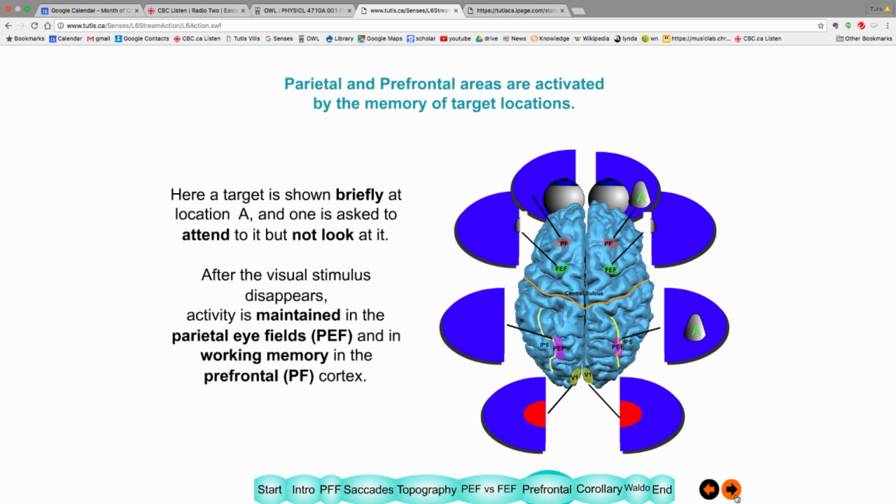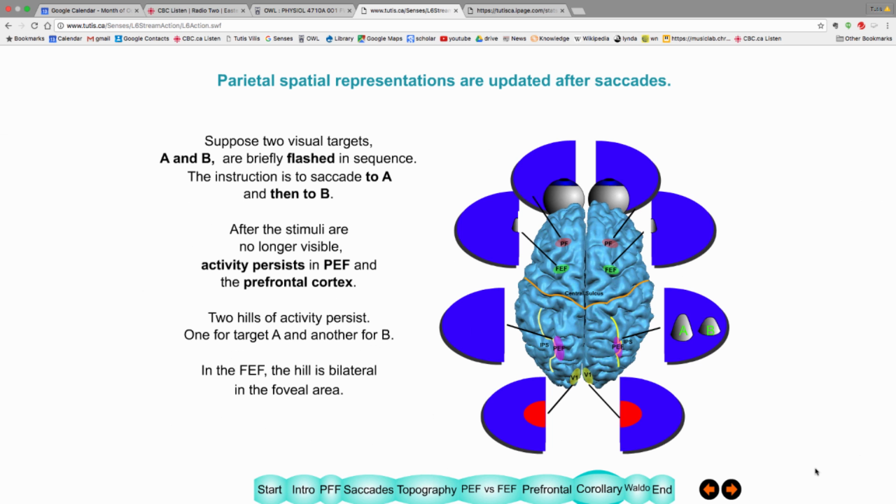Now let's look at what happens when you have memory. Okay. So now we see this briefly flash, and we have another structure here called the prefrontal cortex, where your working memory lies, which then maintains the memory of this object. So this object briefly flashes, and its memory then persists in your prefrontal cortex. So what happens if two objects flash, A and B?